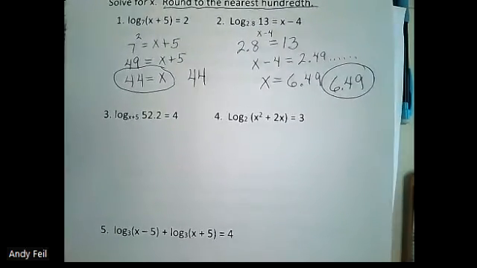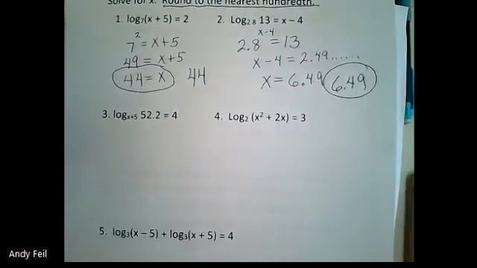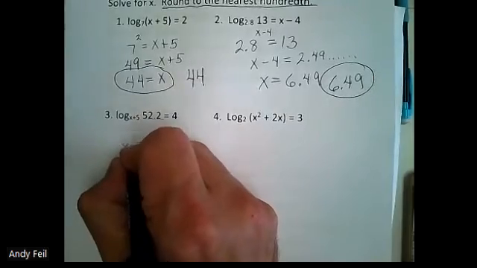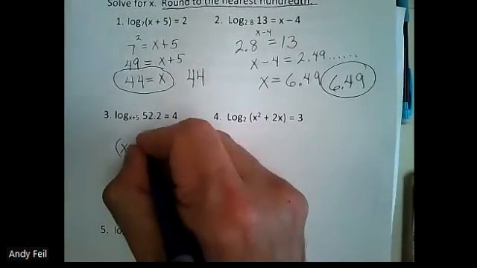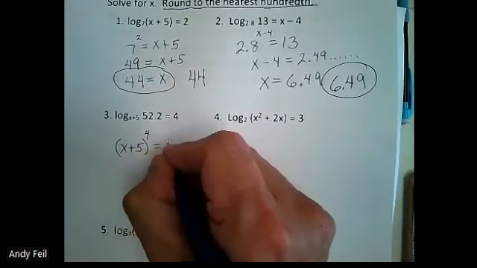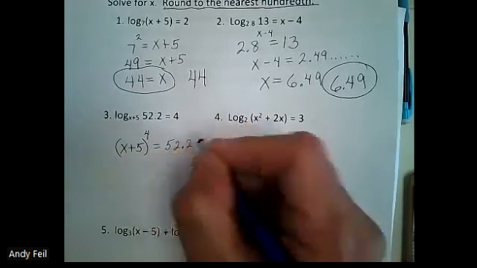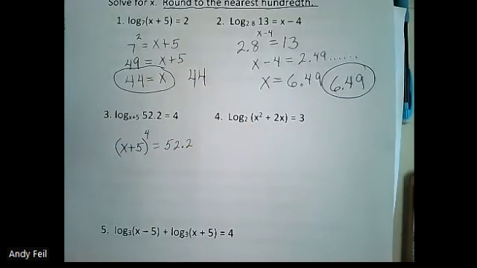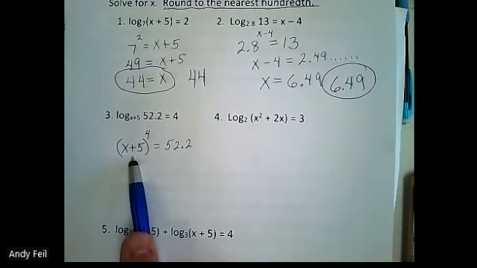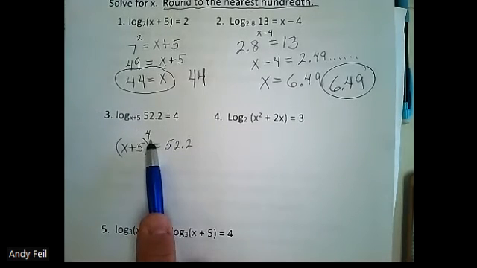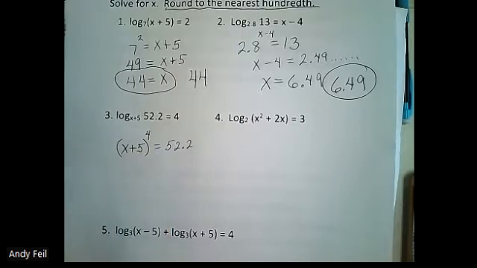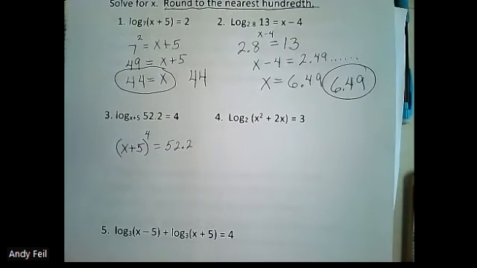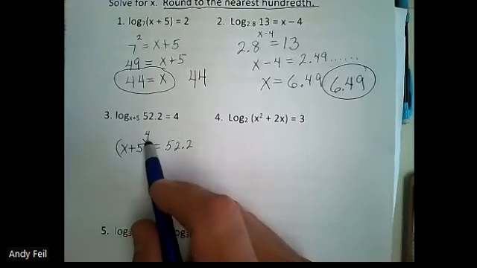Number 3. What's the base? X plus 5. X plus 5 to what power? 4th power is equal to 52.2. Okay, now, if this was x plus 5 squared, I would be tempted to figure it out. But do you want to figure out what x plus 5 to the 4th power is? I don't either. So there must be an easier way. What do you do to get rid of that 4?